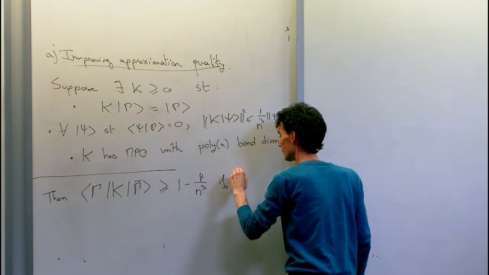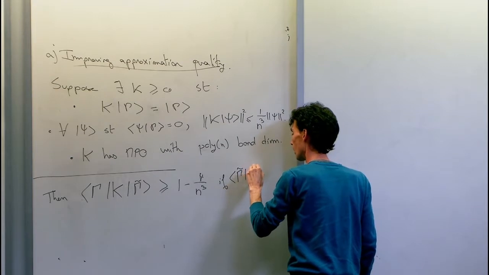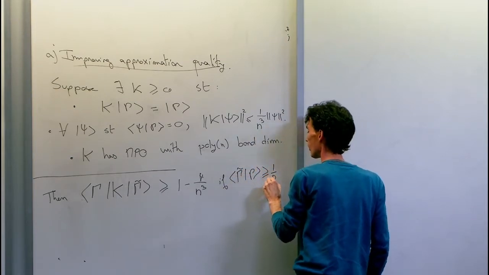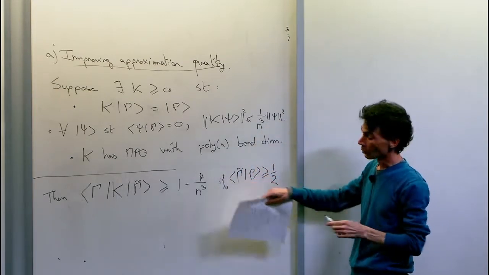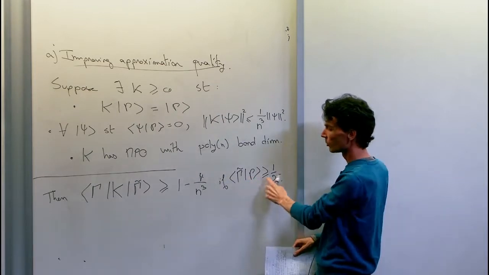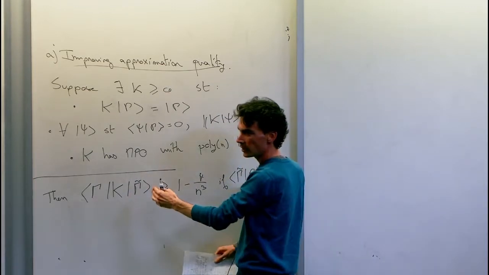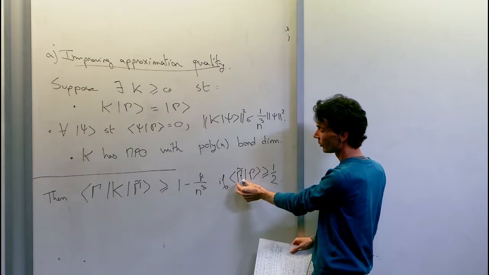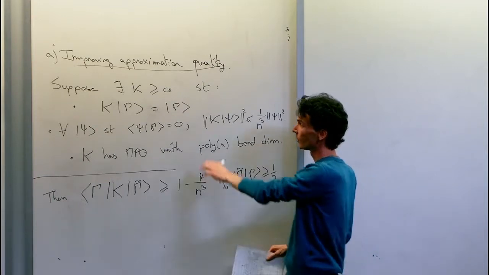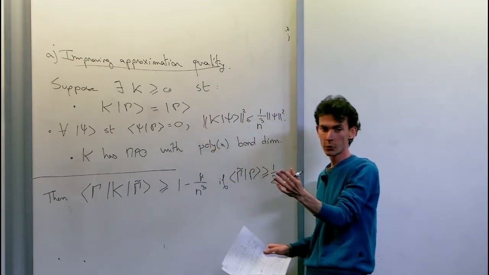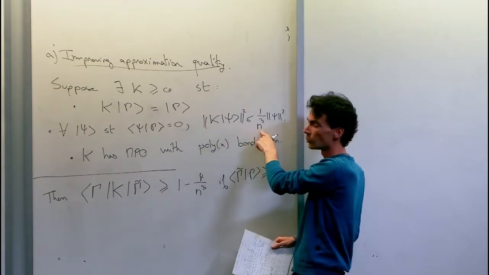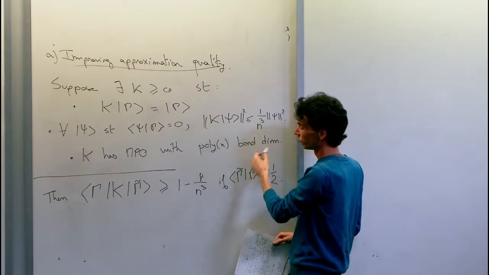If gamma tilde overlap with gamma is greater than a half. So if I start with a vector on the whole chain that's a good approximation to the ground state, I apply K to it. The component of that vector that is on the ground state is left invariant, and the component that's orthogonal to the ground state gets shrunk by a huge factor, 1 over n cubed.